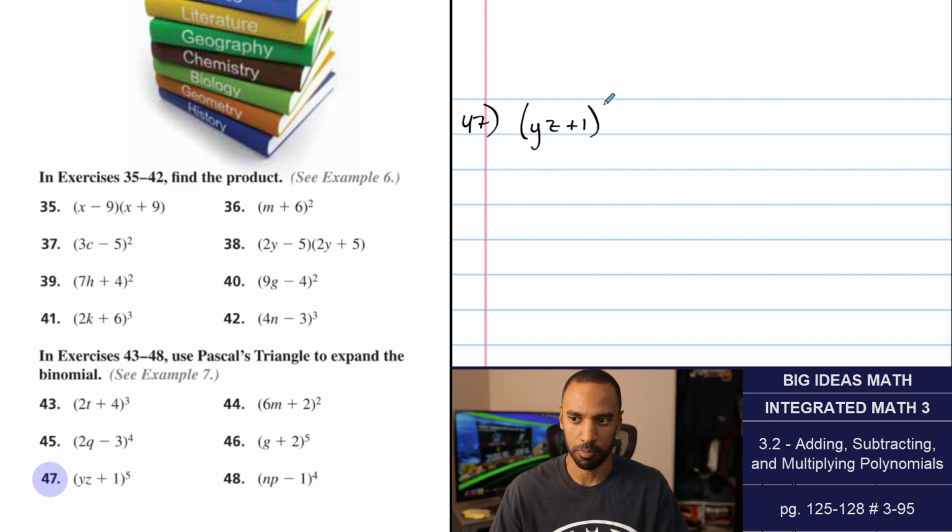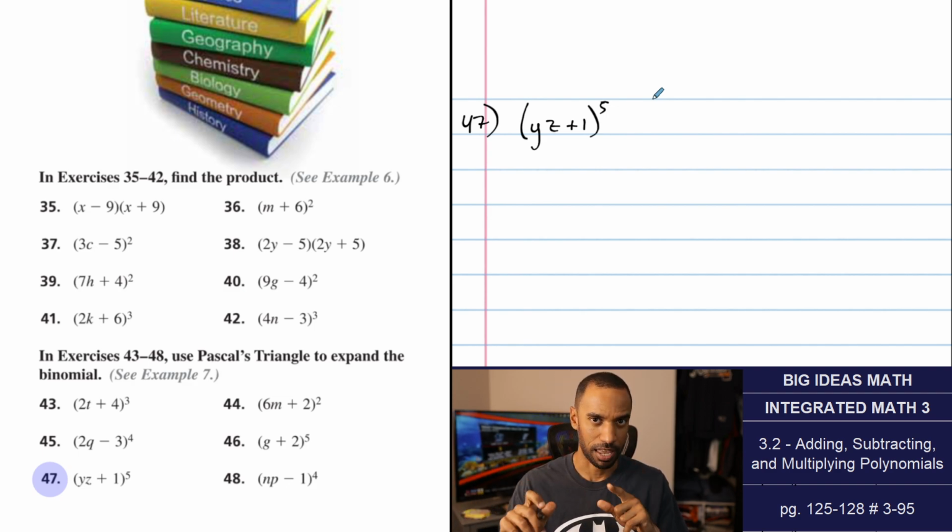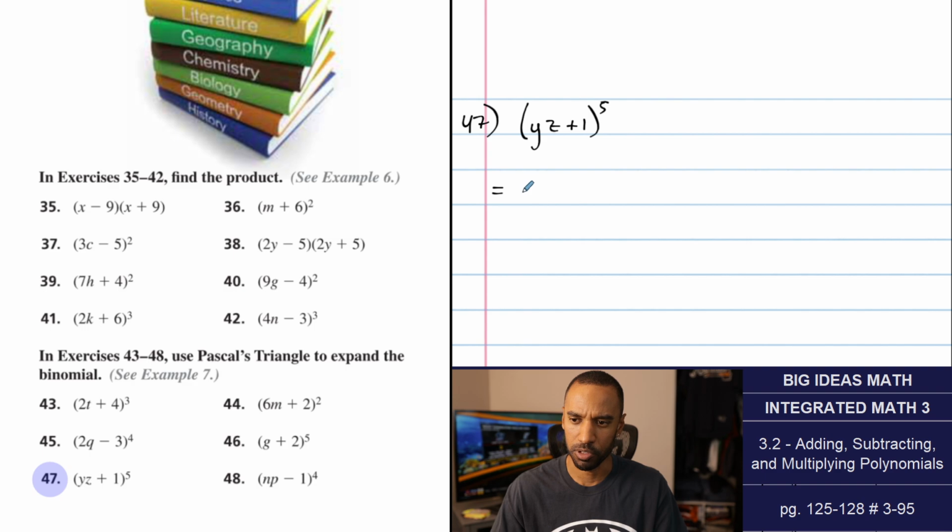(yz + 1) to the fifth power. Listen, we just did 1 to the fifth power: 1, 5, 10, 10, 5, 1, if you remember those numbers. First one, we have to do (yz) to the fifth. So 1, and then 5 as this goes down in order.